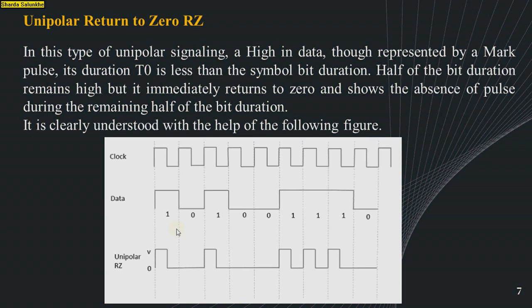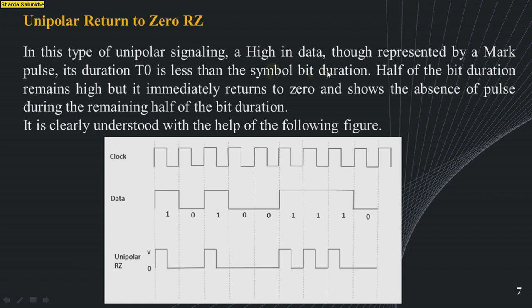Next, unipolar return to zero code. In this type of unipolar signaling, the high in data is represented by the mark pulse, that is, the presence of a pulse, and its duration is T0, which is less than the symbol bit duration.